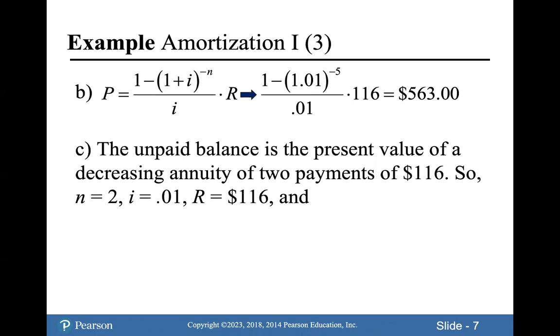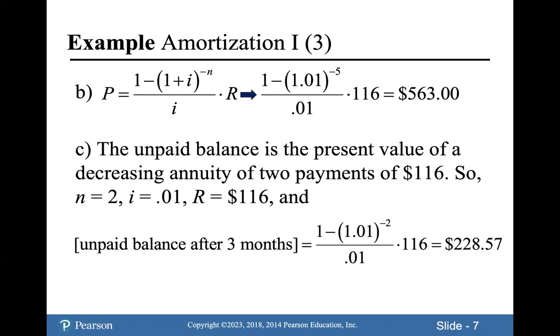And then for letter C, the unpaid balance is the present value of a decreasing annuity of 2 payments of $116. So N is going to equal 2. I is still 0.01, R is still 116, and the unpaid balance after 3 months, otherwise known as P, would be 1 minus 1.01 to the negative 2 divided by 0.01 times 116, which would be $228.57.